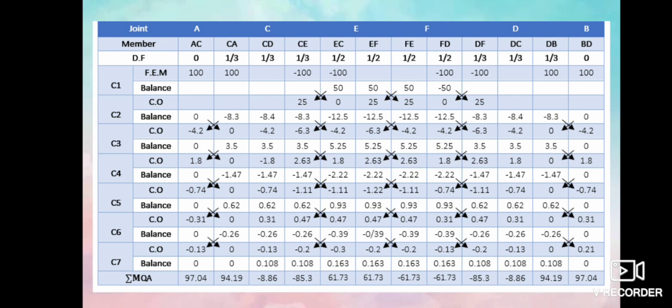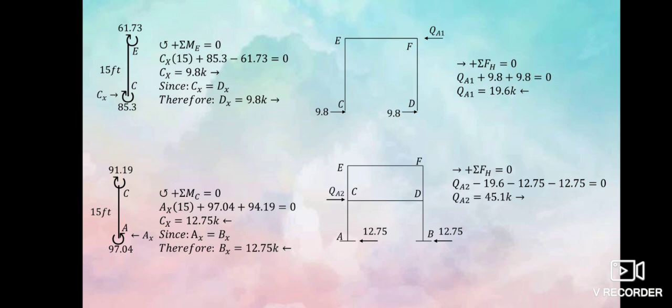Your balance would cross over, and as you cross over, your current balance or your crossover would be multiplied to the DF of the corresponding member. Now, as we continue, we proceed to the summation of moments. First, we would look at the upper left part.